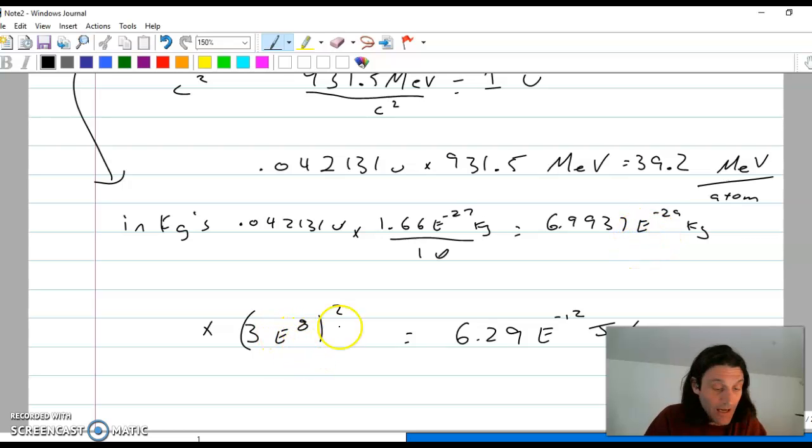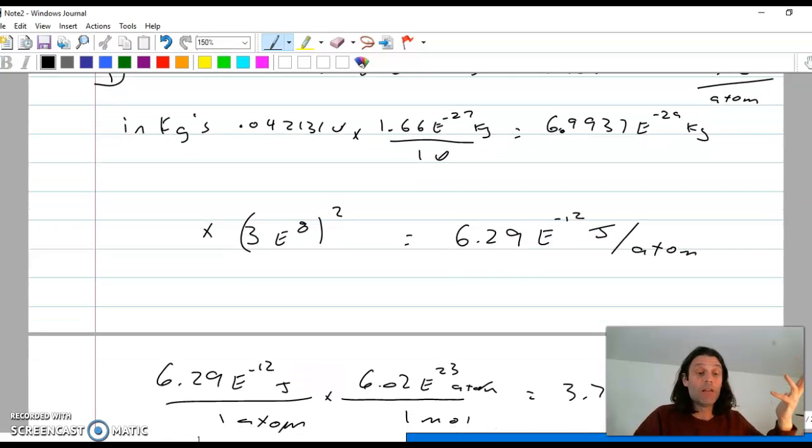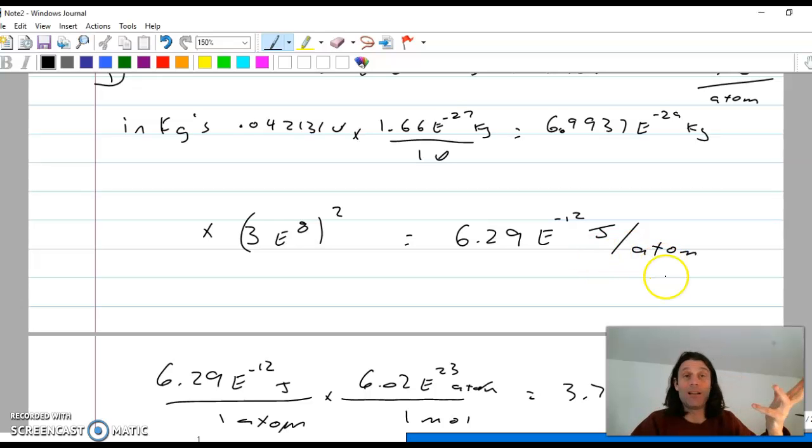c is 3e8 squared. That becomes 9e16. So if I take this number right here, 6.99 times 10 to the negative 29 kilograms, that's the mass defect. If I multiply it by c squared, I'm going to get the binding energy. There is 6.29 times 10 to the negative 12 joules in every one atom of, in this case, lithium with a mass of 7. Now, that's not a lot because it's joules per one lonely little atom.